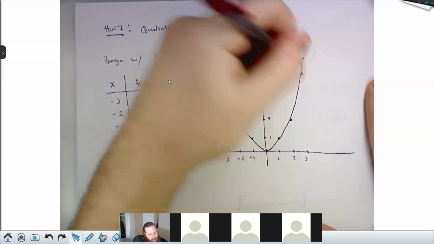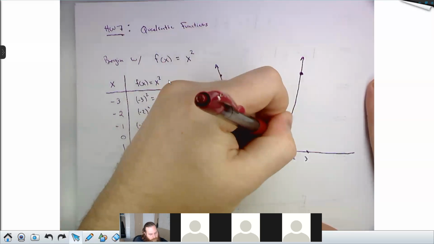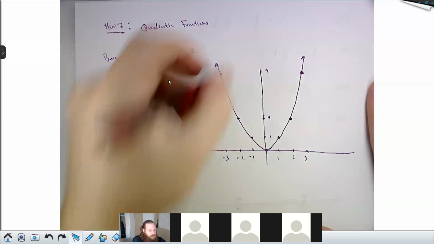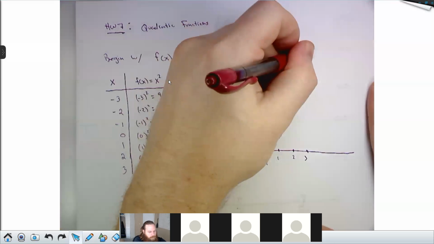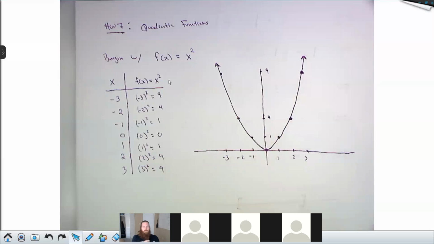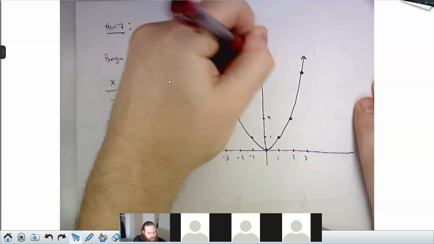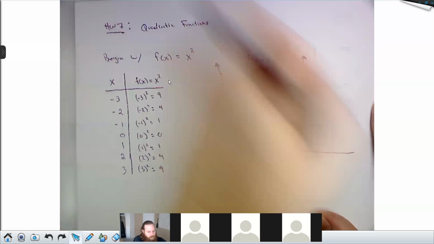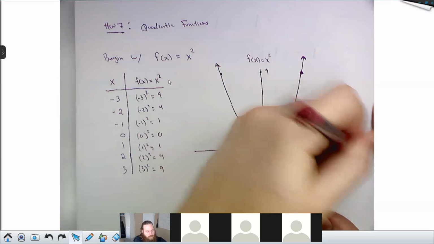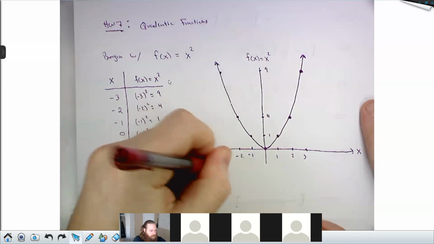So this is our first kind of curvy function. This is our first kind of graph that's not made up of straight lines, which is exciting on its own. So this is what the graph of x squared looks like, and you need to bake this into your head. This is called a parabola. This is the graph f of x equals x squared. This is the x-axis, and the shape is called a parabola.